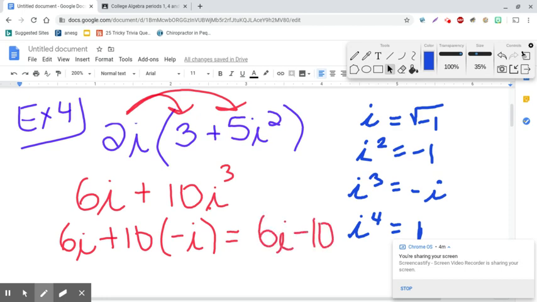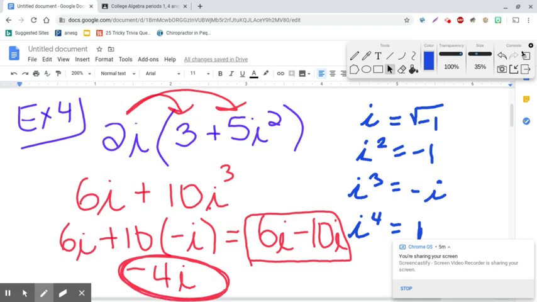So this becomes 6i plus 10 times -i, which ends up equaling 6i minus 10i. Okay, but guys, there's one thing with that. Aren't they both similar now? So we have a 6i and a 10i. They're both to the first power. Since that is the issue, we can now simplify them. 6i minus 10i gives us negative 4i as our answer. Not every one like this will work like that, okay? But some will.